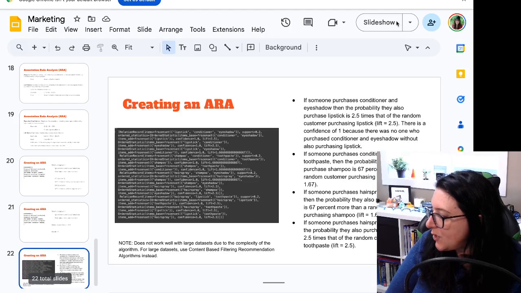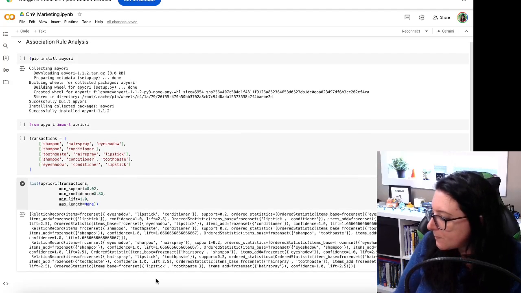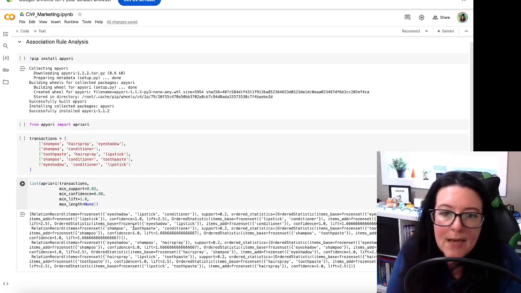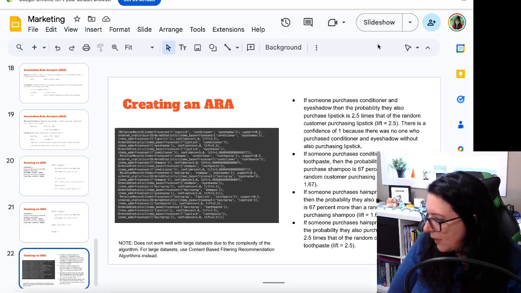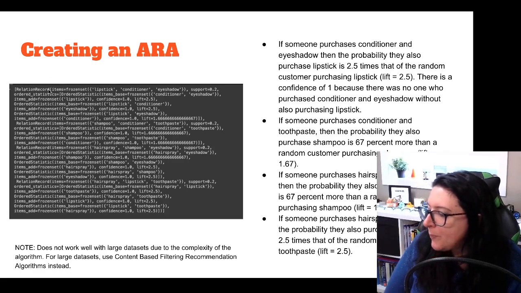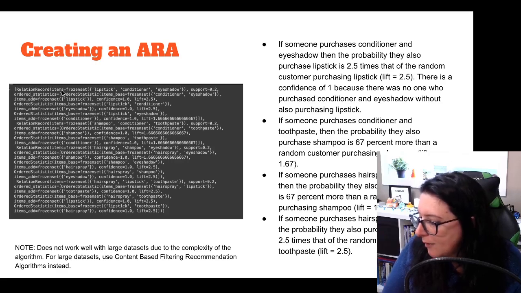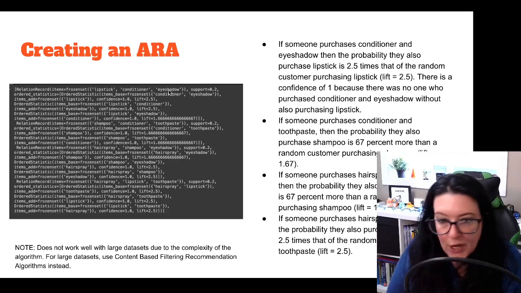Now in the code I just showed you, when we ran this, we got this output right here. And so let's break this down a little bit more in terms of what this means. Let's go, if we can, here a little bit more detail. Maybe it's kind of hard to read. So it says relation record, and then it creates this frozen set here that's lipstick, conditioner, eyeshadow.